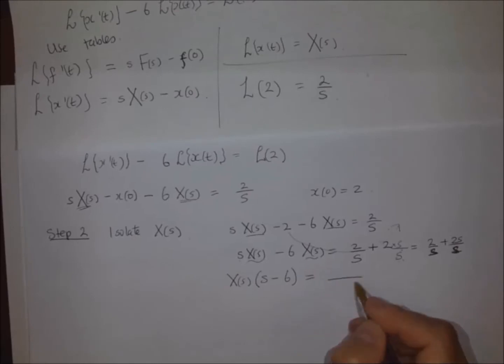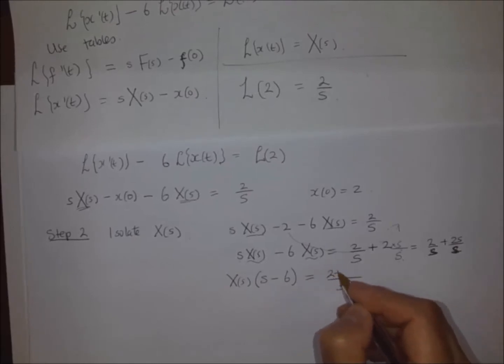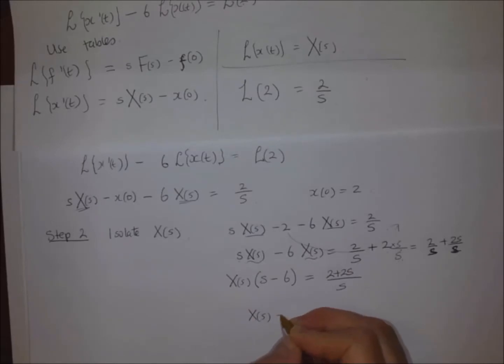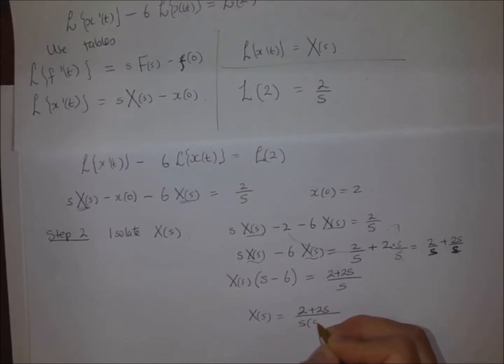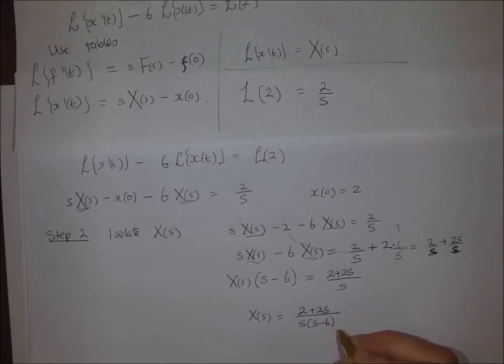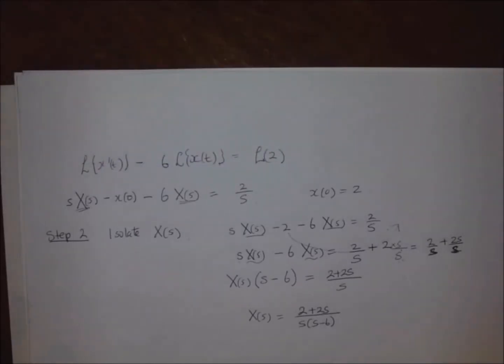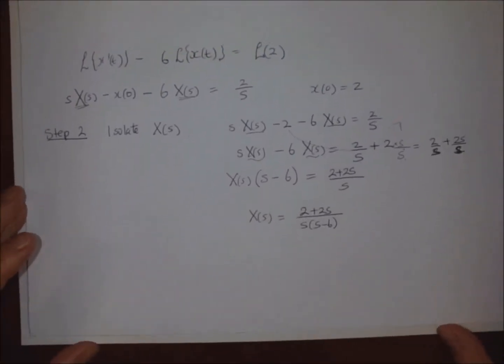So now we have the common denominator of s, and we have 2 plus 2s. So now all we do is bring the s minus 6 underneath here. So we have X of s equals 2 plus 2s over s times s minus 6. Right, so the next part to do here is to use partial fractions. That's what makes this part a little bit longer.